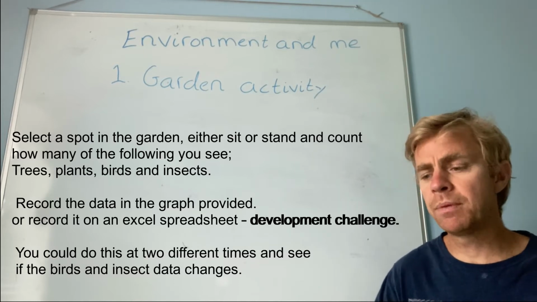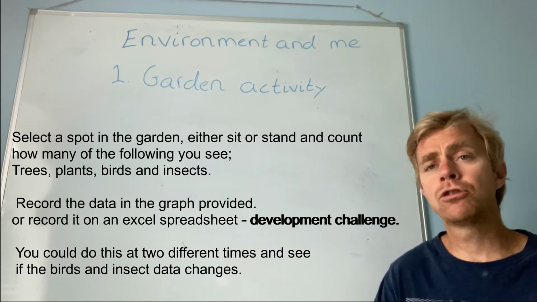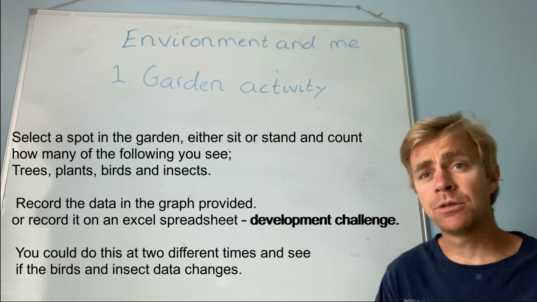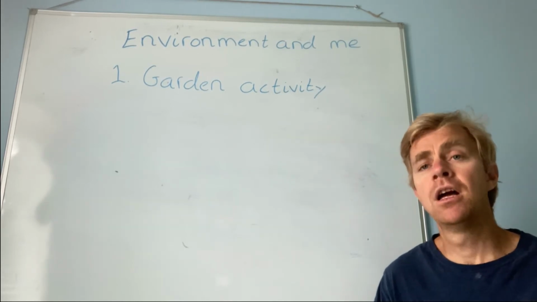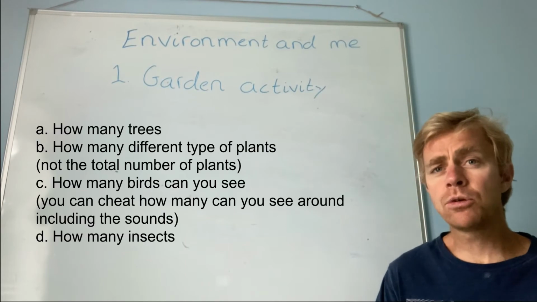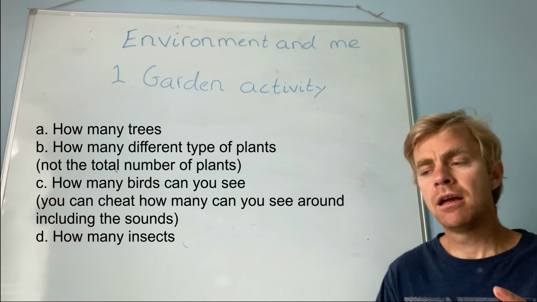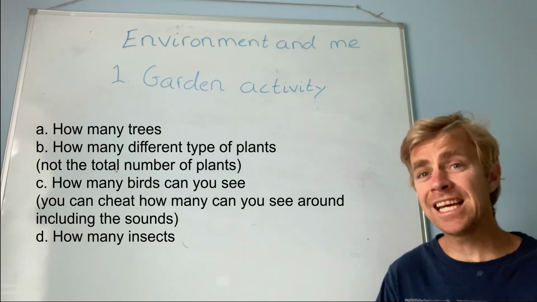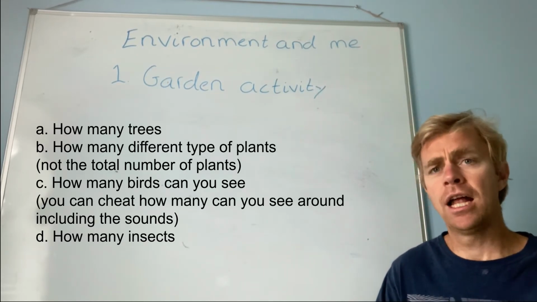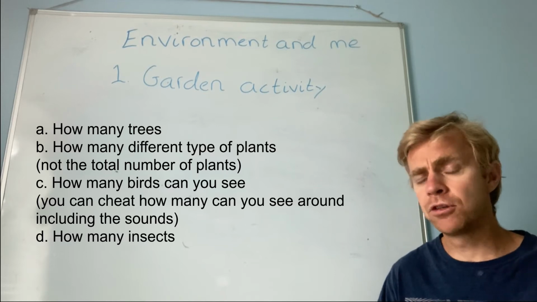Now the plants I'm talking about are flowers, your grass, your shrubs. And I want you to try and count each different type of plant that you've got. I also want you to count how many birds you've got. Now here you can quite nicely cheat because you can include the ones that you can hear and see around the house, because naturally birds aren't going to stay in one spot.